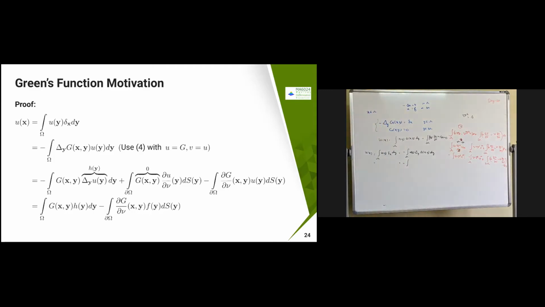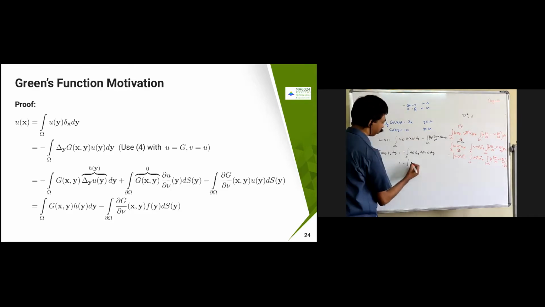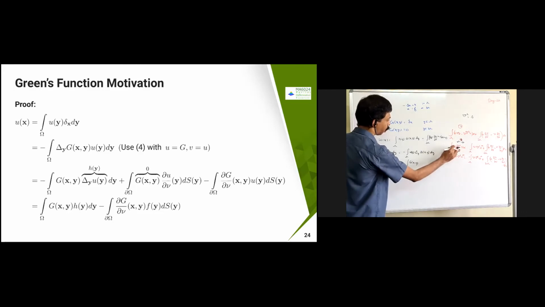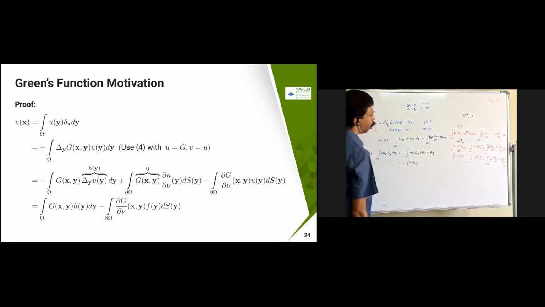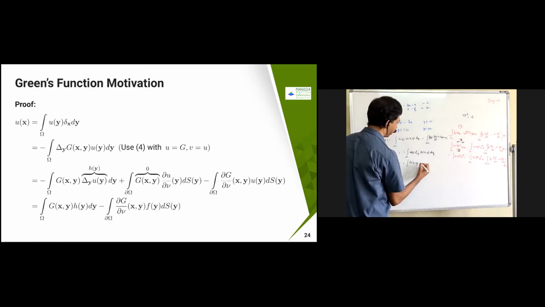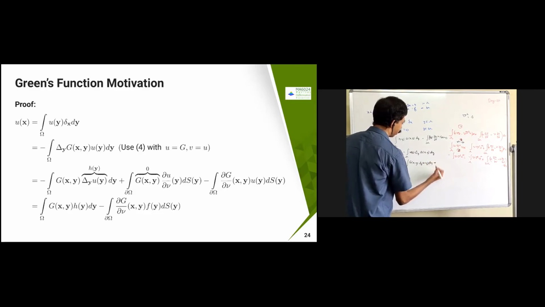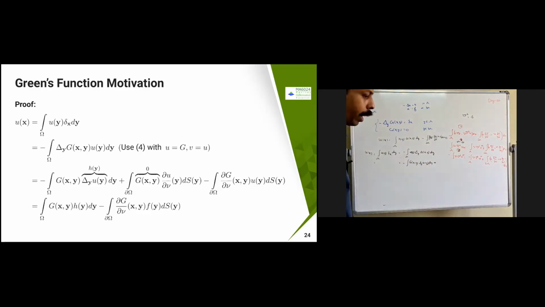Okay, minus integral. There is a minus here. What am I going to get? I'm going to get g of x,y, because u is nothing but g and v is nothing but g. So I'm going to get g of x,y, and this derivative is going to come over here, that is going to become like del y of u_y into dy plus, I have two terms.